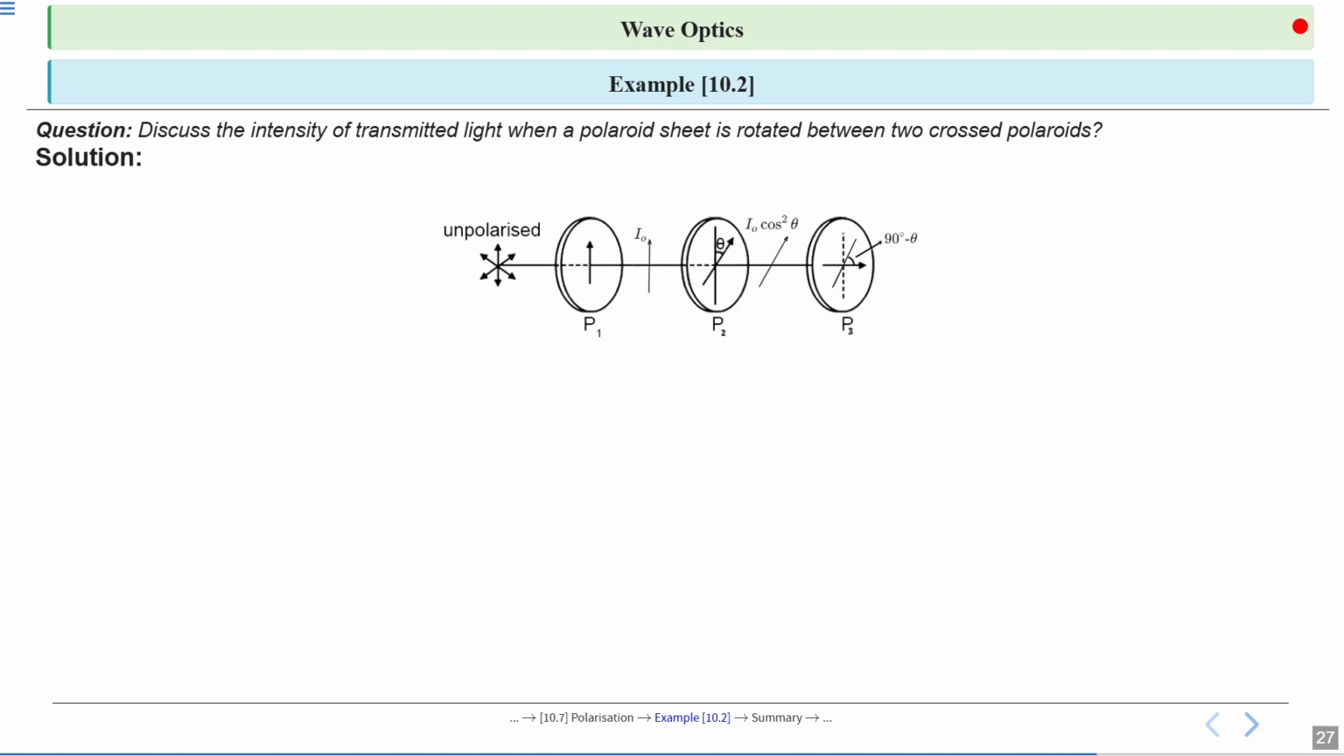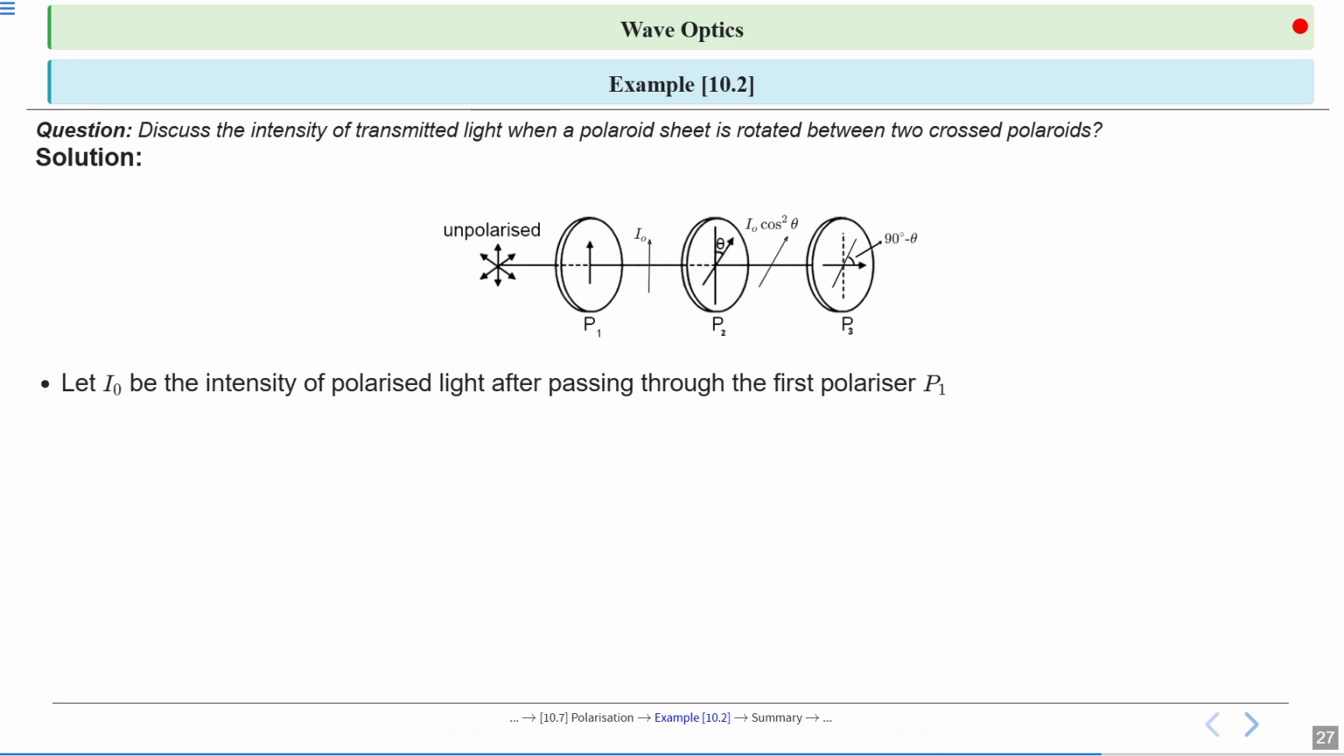So let's start by looking at this diagram. It shows the setup of our experiment with three Polaroids P1, P2 and P3. Notice how P1 and P3 are crossed, meaning the angle between the transmission axes of P1 and P3 is 90 degrees, so their axes are perpendicular to each other. Consider the intensity of polarized light after it passes through the first polarizer P1. We denote this initial intensity as I naught. This is the starting point for our analysis, and it's important to remember that this light is already polarized.